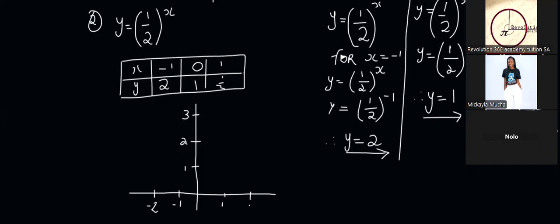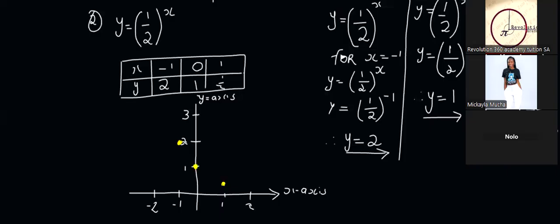So -1 goes hand in hand with 2. Where there is -1 and 2, where they meet to make a dot, then 0 goes hand in hand with 1. Where they meet to make a dot, then 1 goes hand in hand with half. Can you see that you're having those 3 coordinates? Now you join them. So as you're joining them, you're gonna have a graph that moves like that.